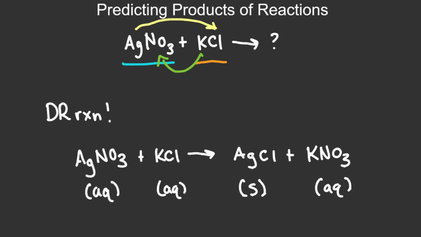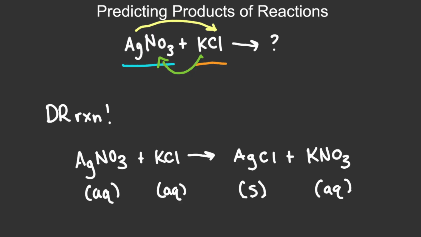So because AgCl is a solid, this is a double replacement reaction. So hopefully you guys all got that correct.